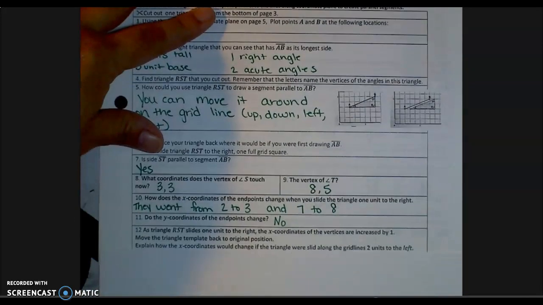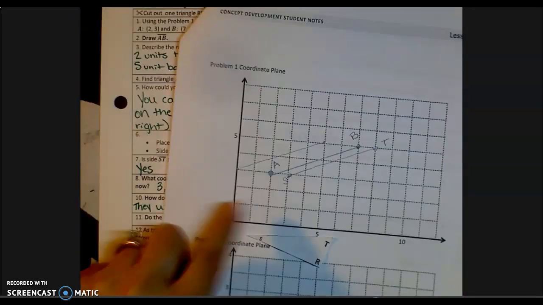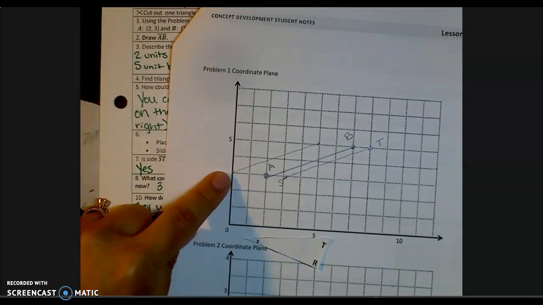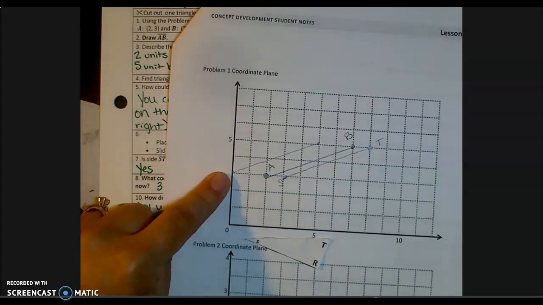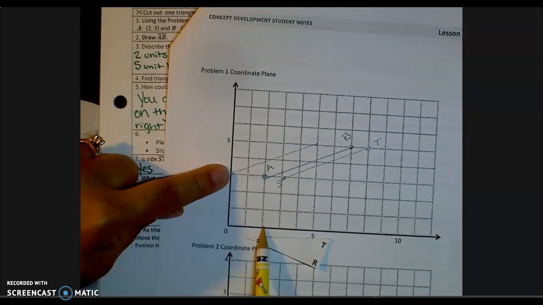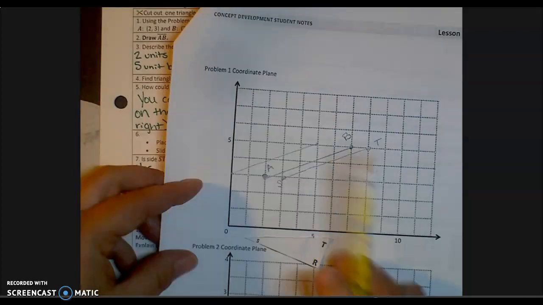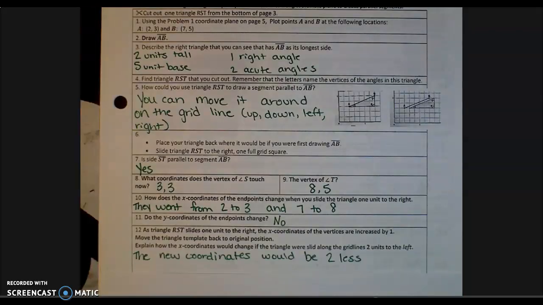It says, explain how the x-coordinates changed as we moved 2 units to the left. So what happened to those x-coordinates, Miss Purdy, when we moved 2 units to the left? Well, it became 2 less because it was 2, and now it's 0. So this one was at 2, now it's at 0. This one was at 7, now it's at 5. The new coordinates would be 2 less.